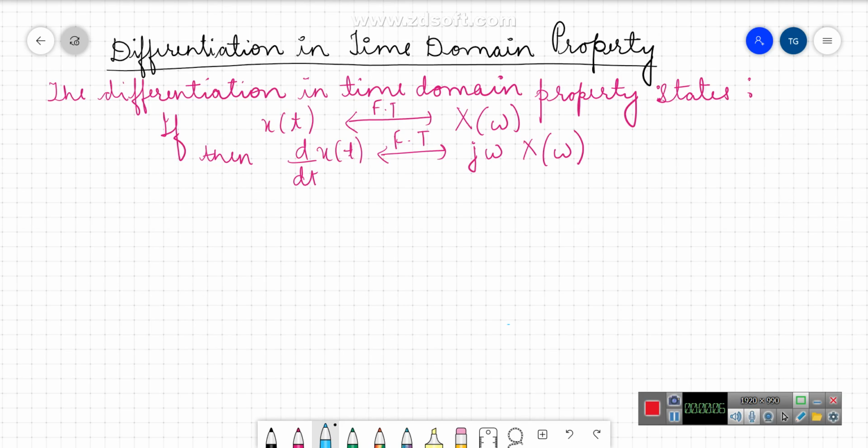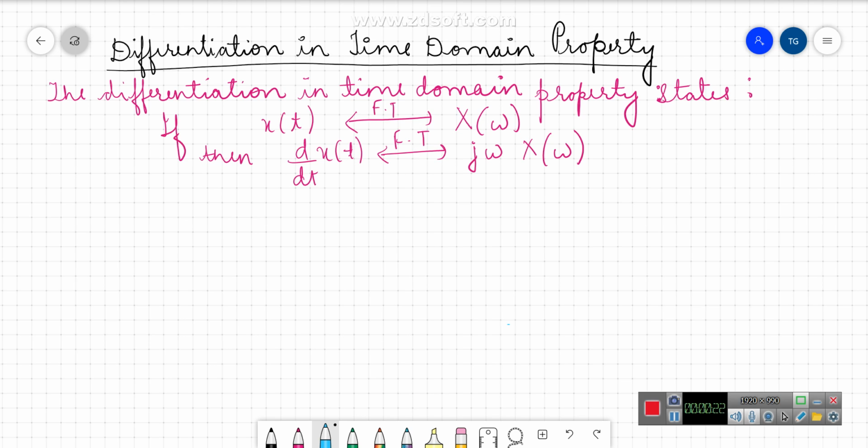In this video, we will see three properties. Those are differentiation in time domain property, differentiation in frequency domain property, and time integration property. So first we will see differentiation in time domain property.